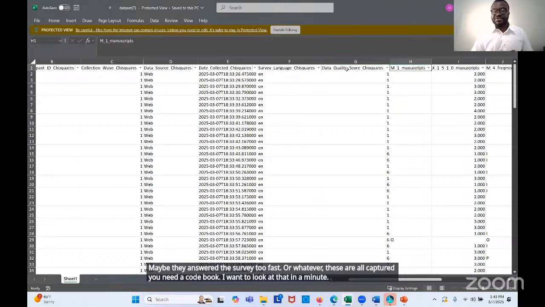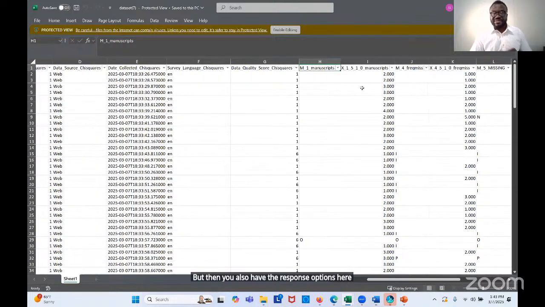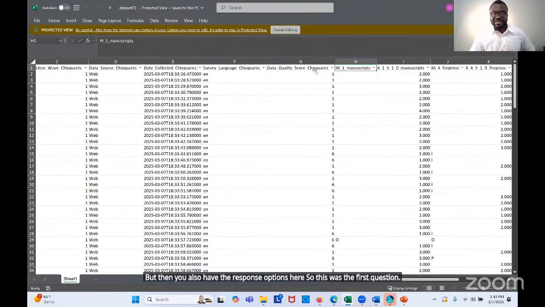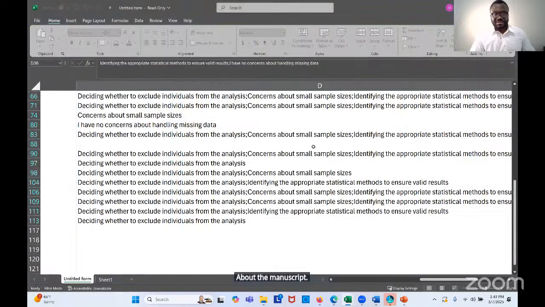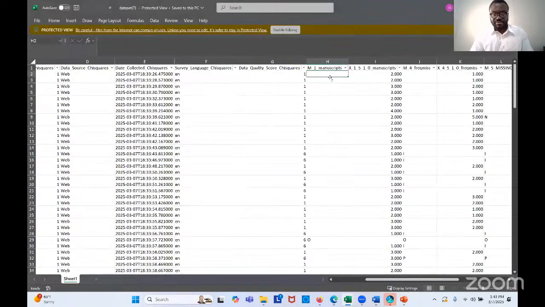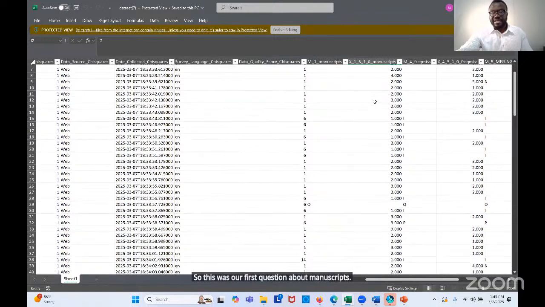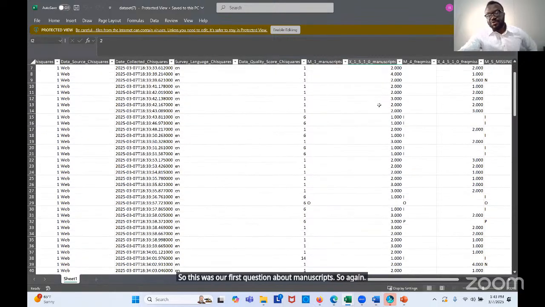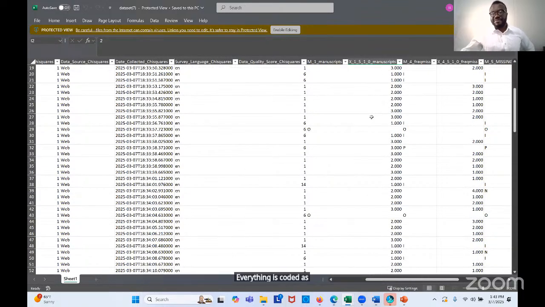But then you also have the response options here. So this was the first question about the manuscript. Oops, let me go back there. So this was our first question about manuscripts. So again, in the clean data set, everything is coded in numeric form, right?